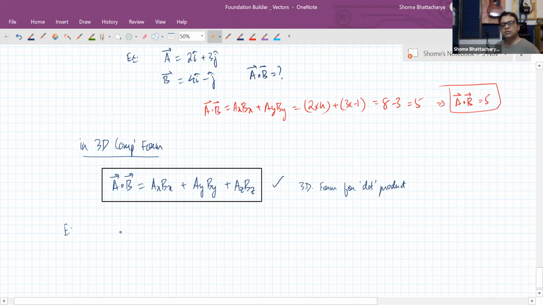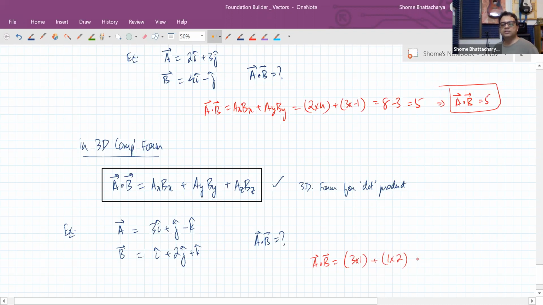So a simple example, if my vector A is, let's say, 3 i cap plus j cap minus k cap, and my vector B is i cap plus 2 j cap plus k cap, then A dot B here will just become 3 into 1, that is Ax into Bx, plus 1 into 2, that is Ay By, plus minus 1 into 1, that is Az Bz. So 3 plus 2 minus 1, that is 4. So that becomes the answer.